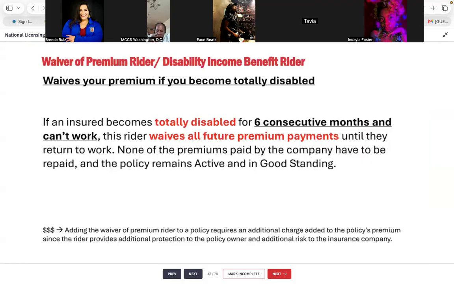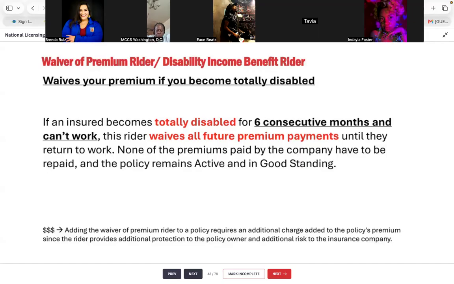Okay, there is something called a waiver of premium or a disability income benefit rider. Okay, waiver of premium or disability income. So, what this does, just like the name says, it waives your premium. Okay, if you become totally disabled, and it doesn't even have to be permanent disability, okay?